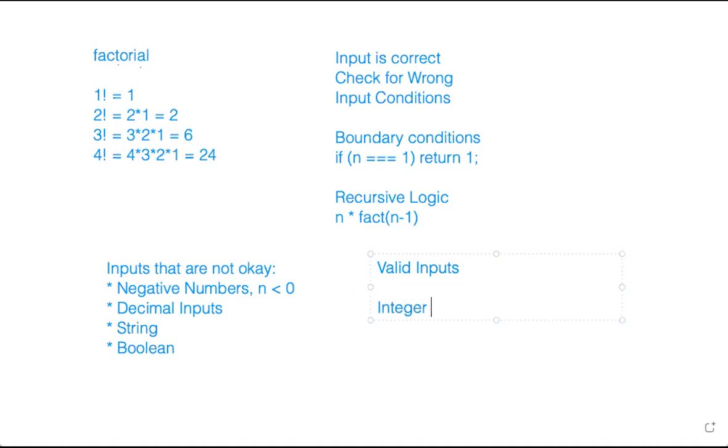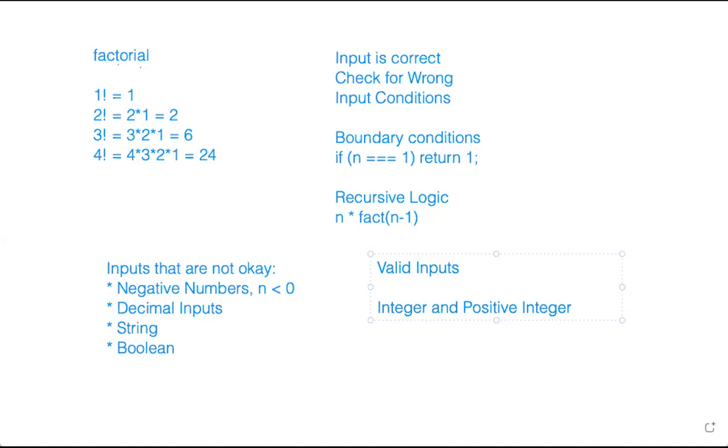integer and positive integer. So basically we need to put conditions whether something is an integer and whether something is a positive integer. Cool. So, okay, now this is looking like some sort of a problem that we can solve.